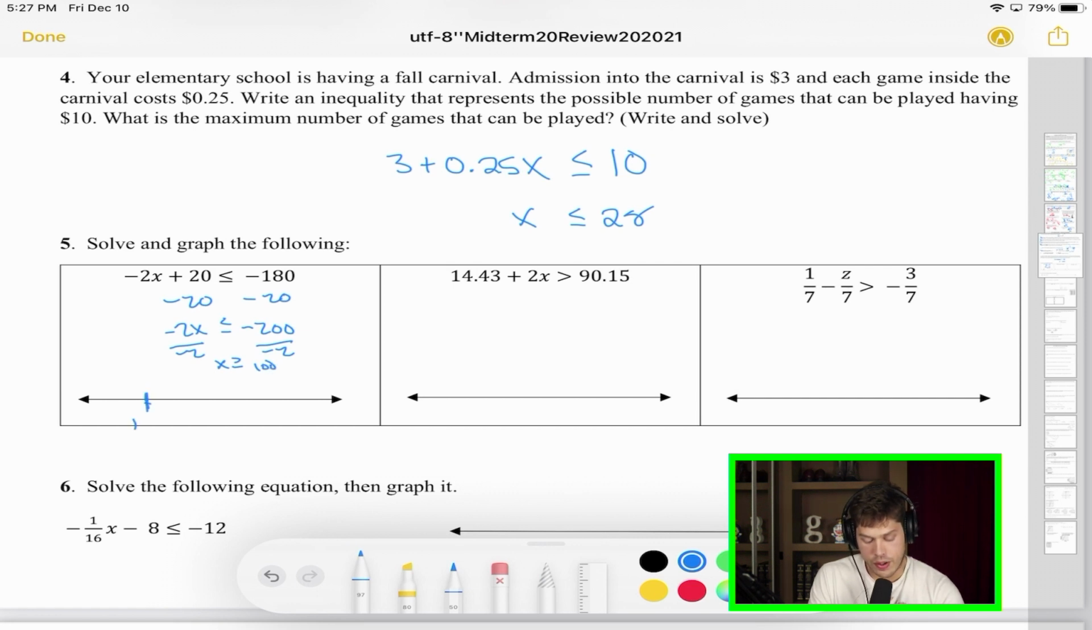So we mark 100. It's greater than or equal to, so we have a closed dot, and x is greater than it, so we're going to the positive direction. That's what our graph looks like. Okay. This middle one, we'll be subtracting 14.43.